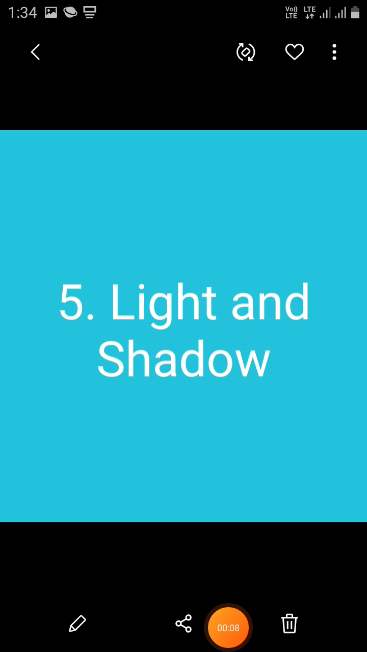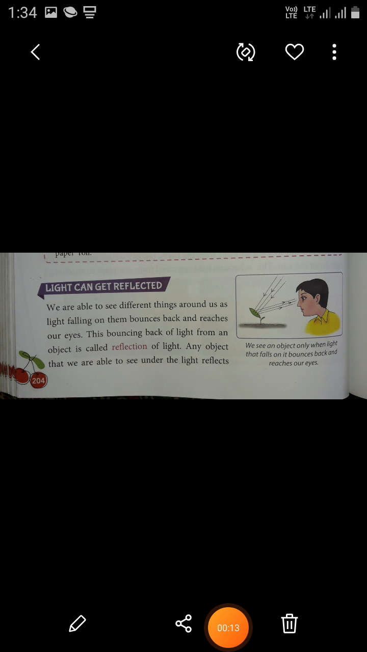Today's topic is light and shadow. In the previous class you learned that light can travel. Now in this class you are going to learn that light can get reflected. We are able to see different things around us as light falling on them bounces back and reaches our eyes.